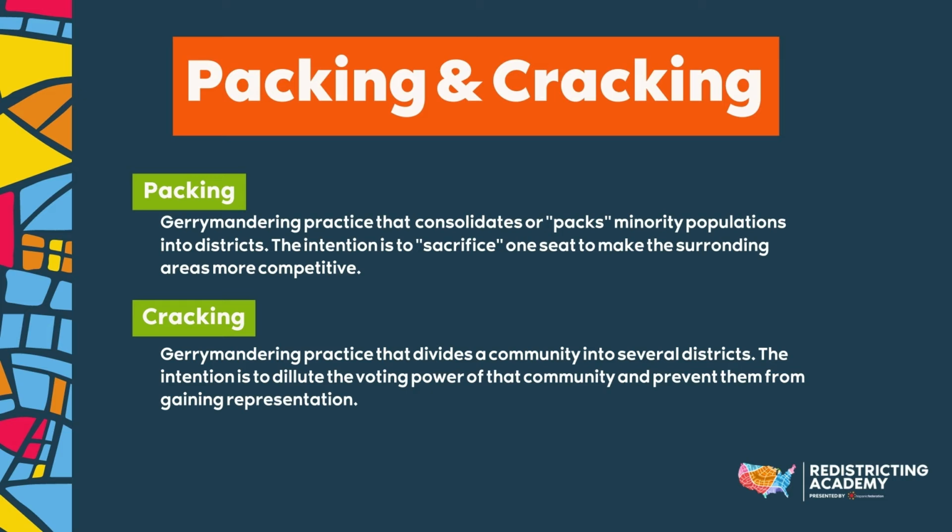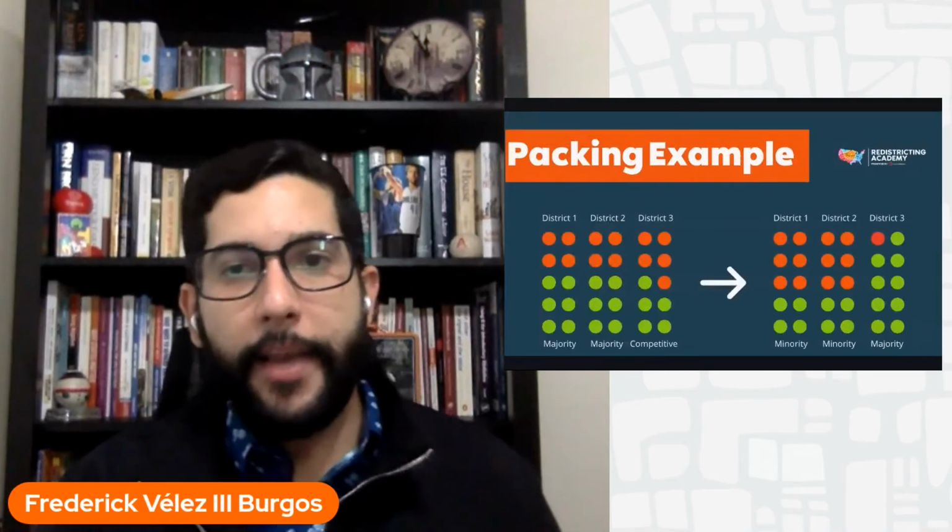And again, we're going to show a couple of examples about this. Then we also have cracking, which is the practice of dividing a community into several districts with the intention of diluting voting power and preventing that community from gaining the representation that they would have if it were at a proportional level. So let's see some of those examples.